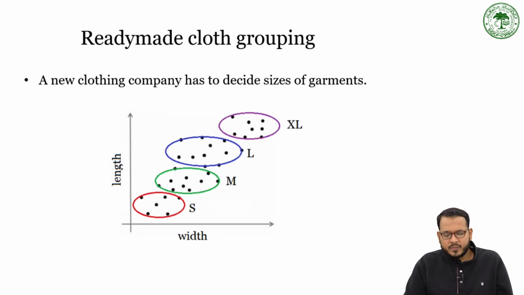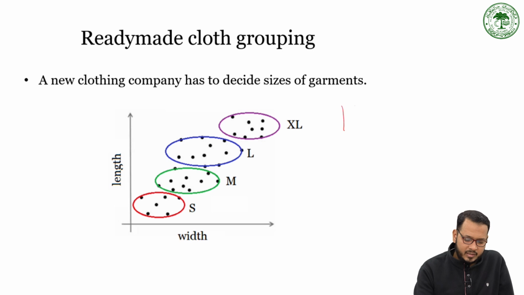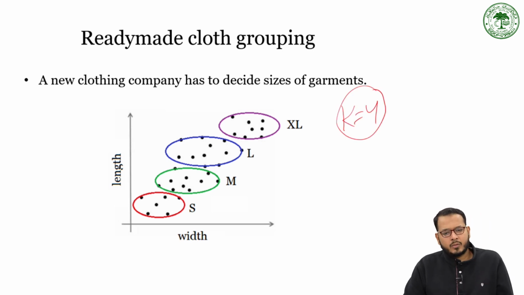In some other case, if they want to create 4 groups, such as small, medium, large, and extra large, they can apply the clustering algorithm with k being 4. So clustering has a very useful application in many domains, and ready-made cloth grouping is just one example of the same.